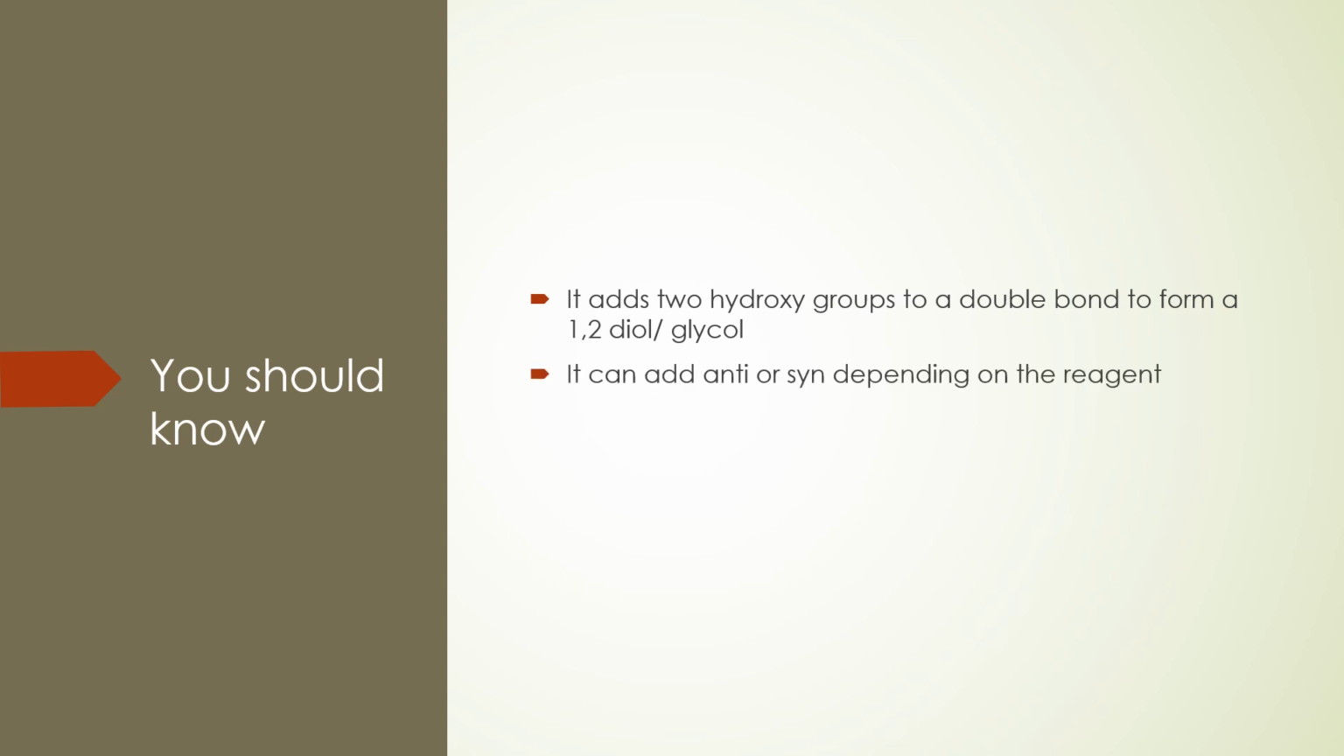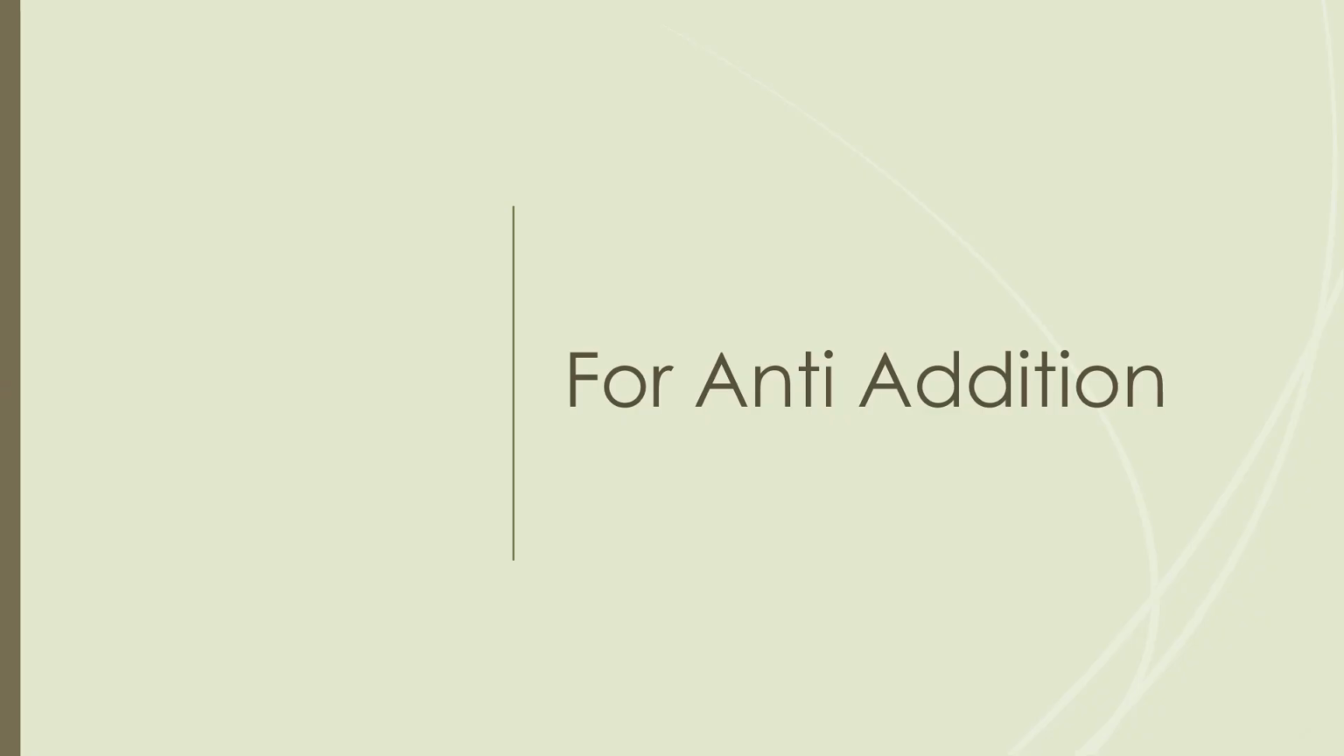Before we get into dihydroxylation, you should know that we're going to be adding two hydroxy groups to a double bond to form a 1,2-diol, also known as a glycol. We can add in an anti or a syn manner depending on which reagent we choose. Anti does need two steps, an epoxidation followed by a ring opening. For an anti addition, we're going to be using this example.